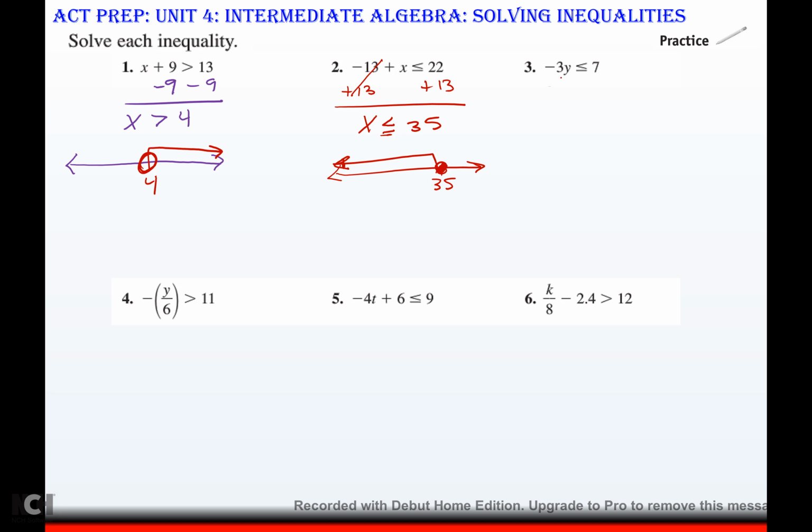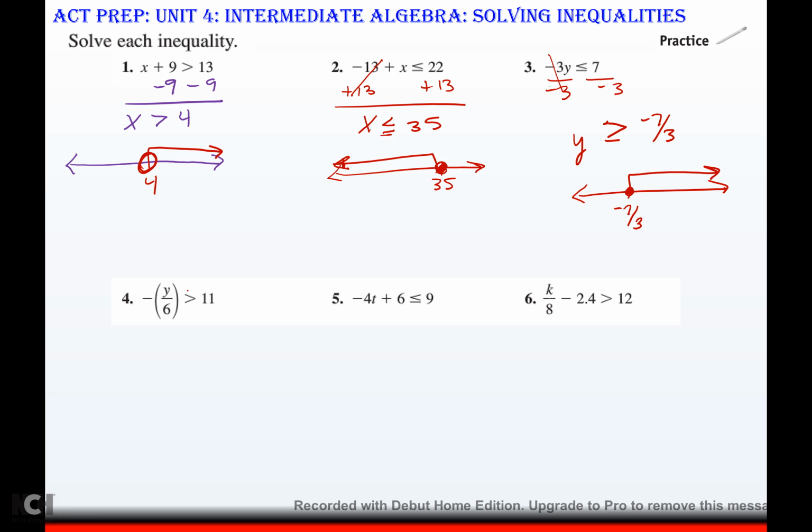Okay? On 3, to get rid of negative 3, I'm going to divide by negative 3, which will flip my inequality. That gives me y is less than or equal to negative 7/3. So if I graph that, negative 7/3 would get a closed circle because I'm including it, and any number bigger than that would be a solution to my inequality.